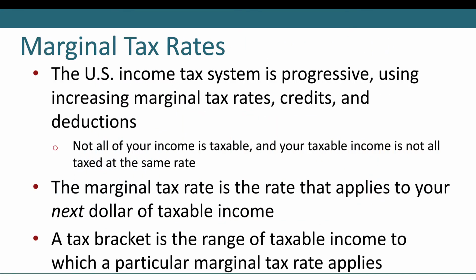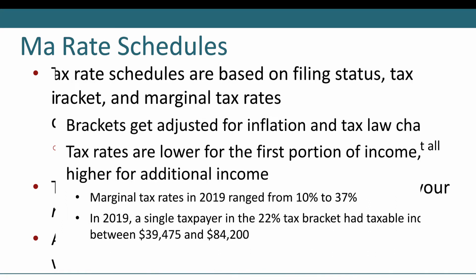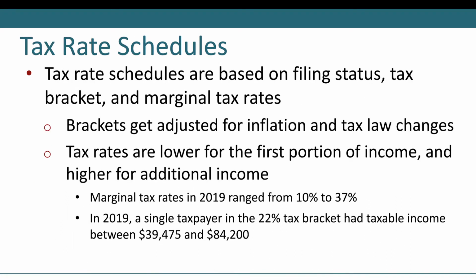So, marginal tax rate. What this means is not all of your income is taxable, and your taxable income is not all taxed at the same rate. So the marginal tax rate is the rate that applies to your next dollar of taxable income. The tax bracket is the range of taxable income to which a particular marginal tax rate applies. Here we're going to take a look at tax rate schedules. These are based on filing status, tax bracket, and marginal tax rate.